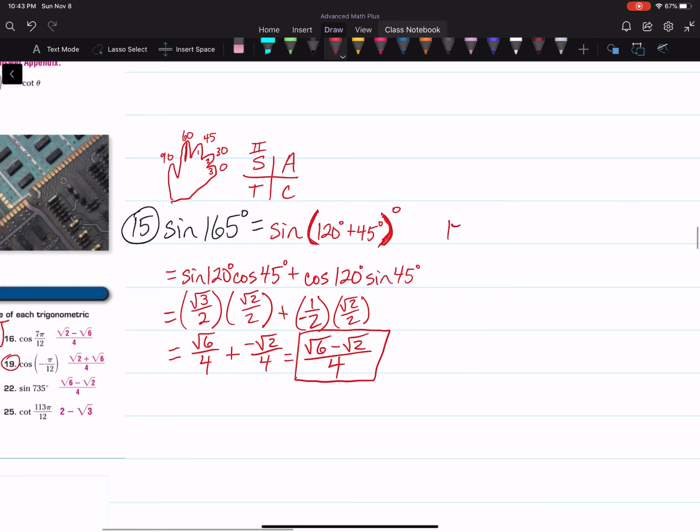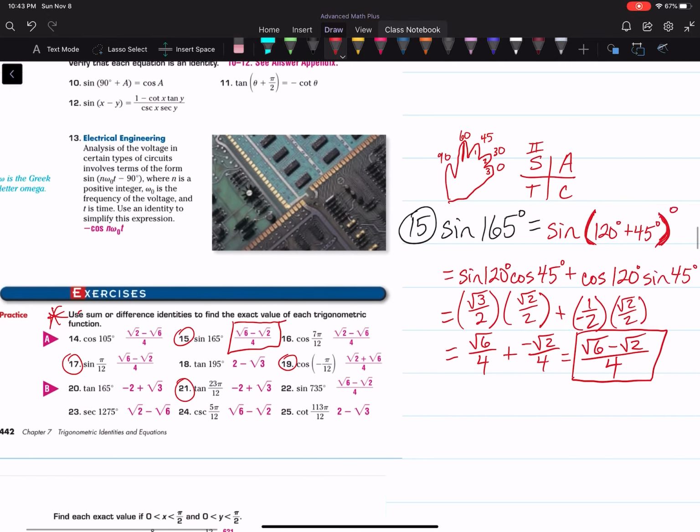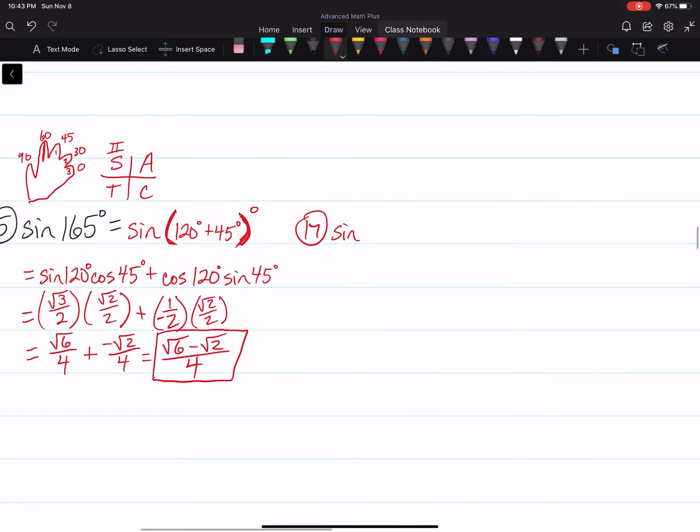17 is, let's see here, sine of pi over 12. First thing we're going to do is make this into degrees from radians. That will be the sine of 15 degrees. And then again, we ask ourselves what of the angles on our sheet that have 0, 30, 45, 60, 90 reference angles will add up or subtract to be 15. And the answer is 45 minus 30.